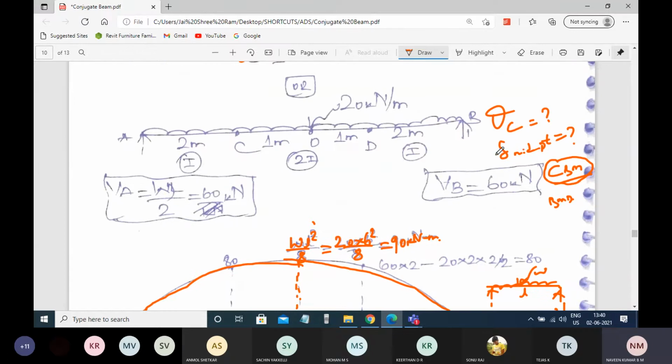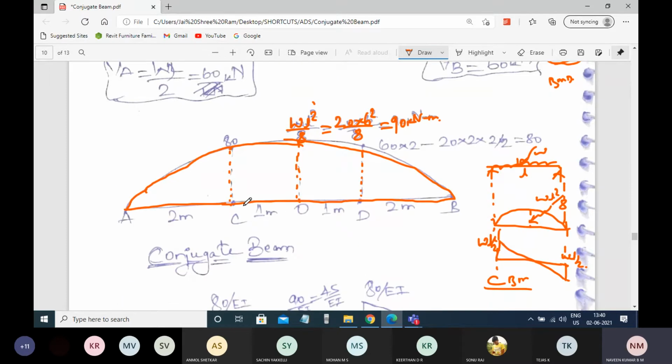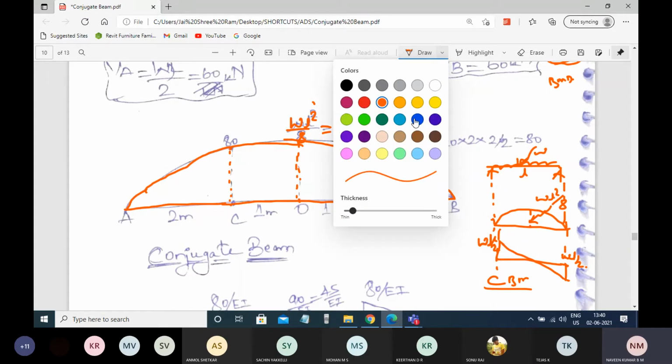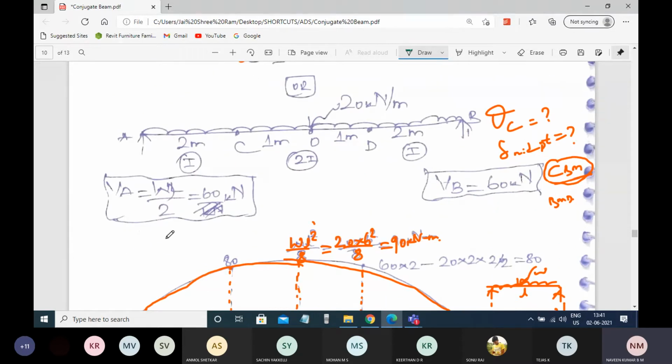Next, we need to find theta at C. That means we need to find the moment at this point C, as well as at point D. So you need to find the reactions, that is VA as well as VB.